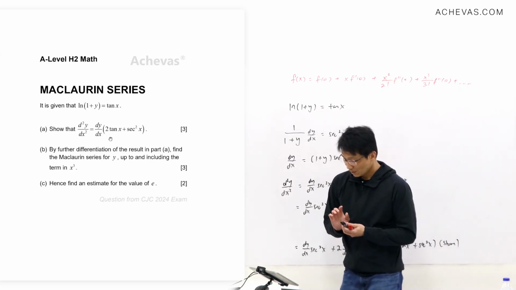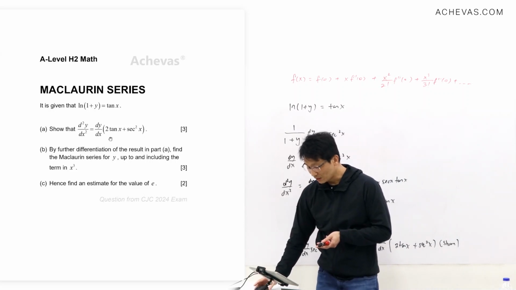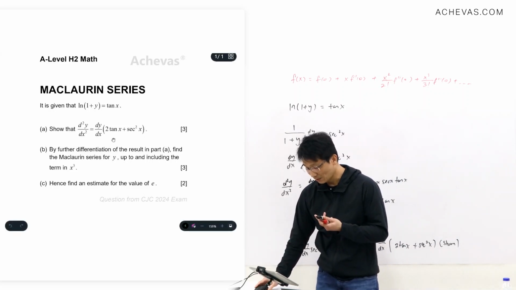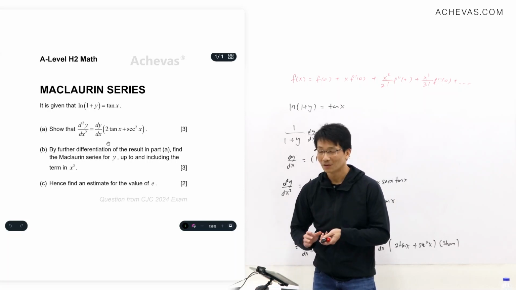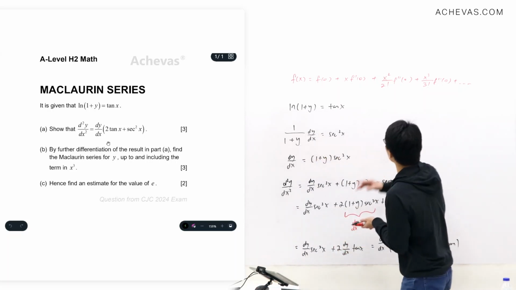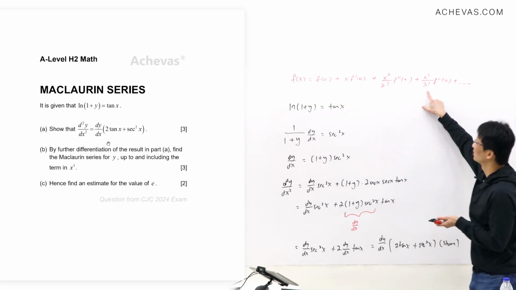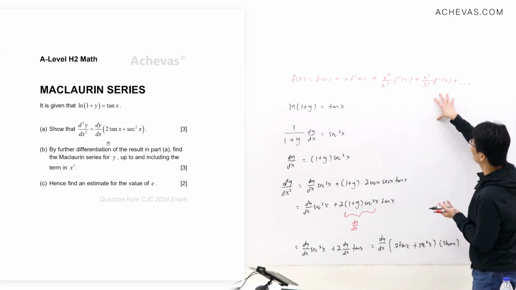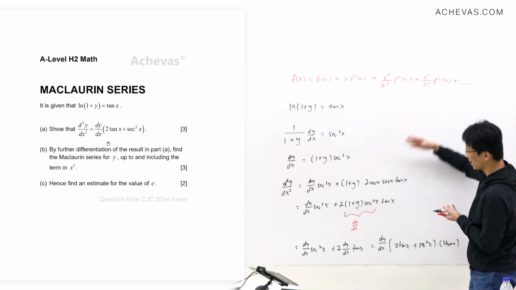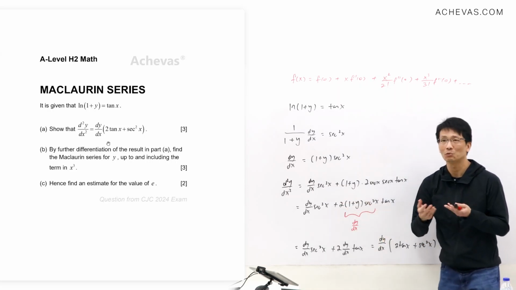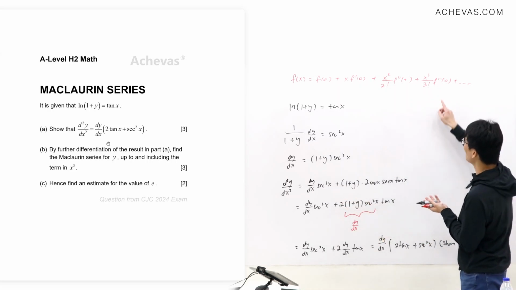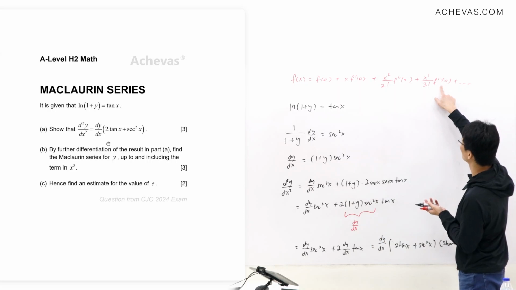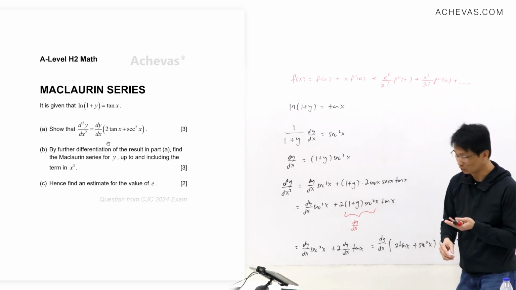Alright. For part B of the question, it says by further differentiation of the result in part A, find the Maclaurin series of y up to and including the term in x³. So if you want to find the term in x³, I think no choice. This is the formula in the MF for Maclaurin series. I need to at least differentiate it one more time to get a term with d³y/dx³ before I'm able to find out what is the coefficient of the x³ term.